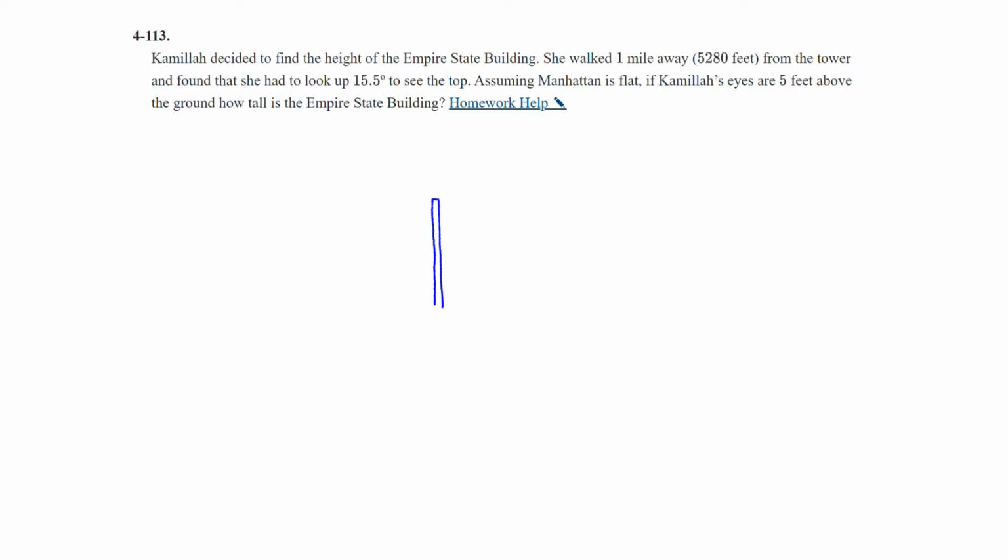Here's our lovely building. And here's our lovely person. And they are 5,280 feet away from the building. Looking up at the building, it's 15.5 degrees. And this distance right here, or from her eyes to the ground, is 5 feet. And so we need to figure out this distance of the height and be able to add 5 feet back on to figure out the total height of the Empire State Building.